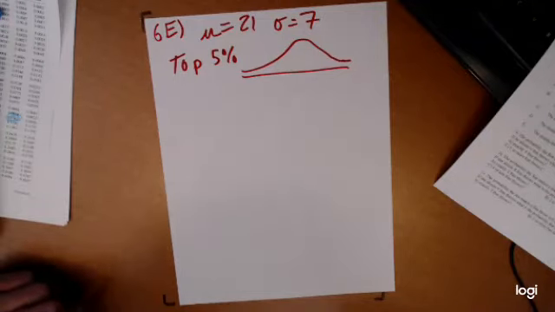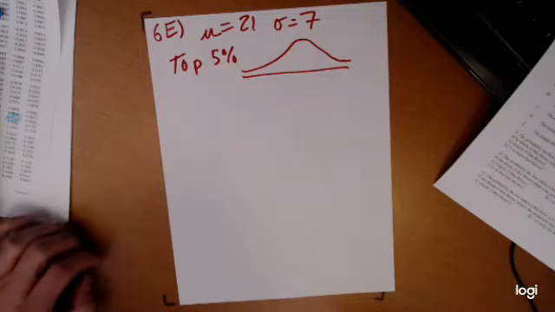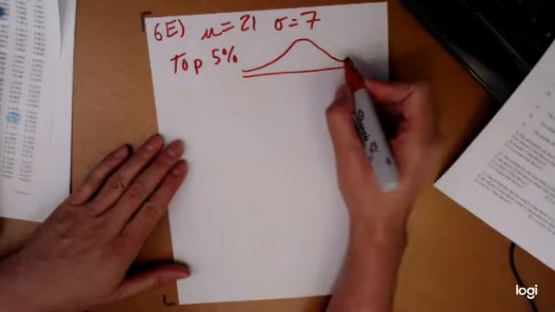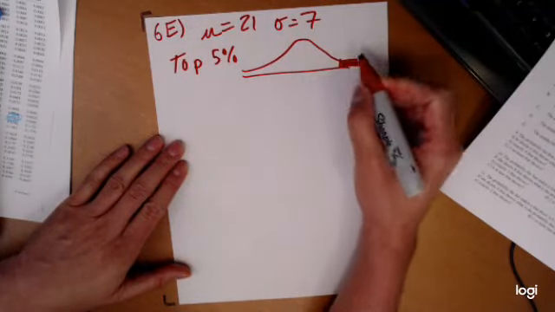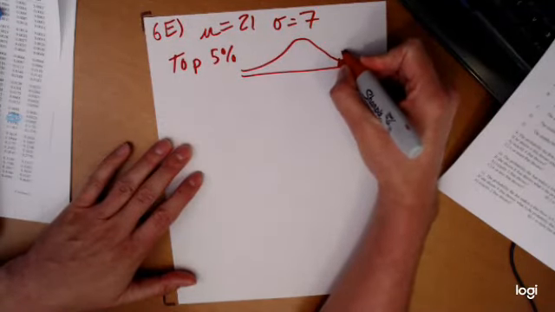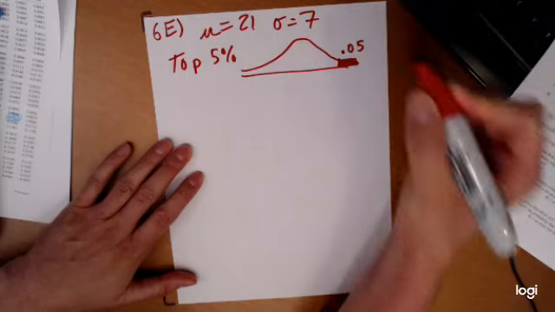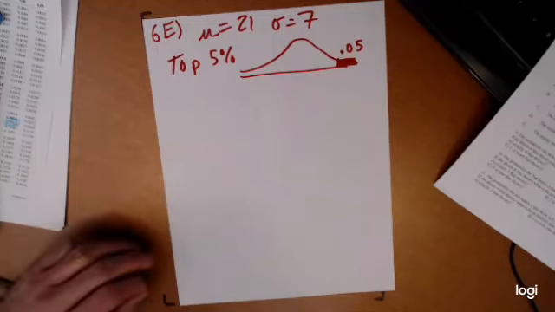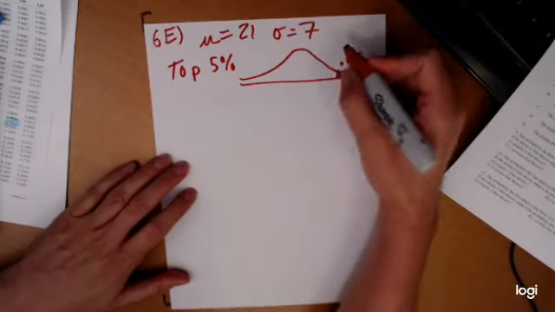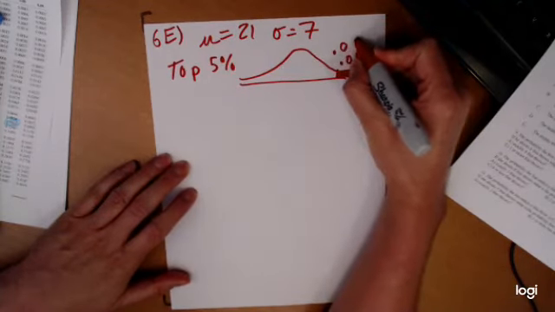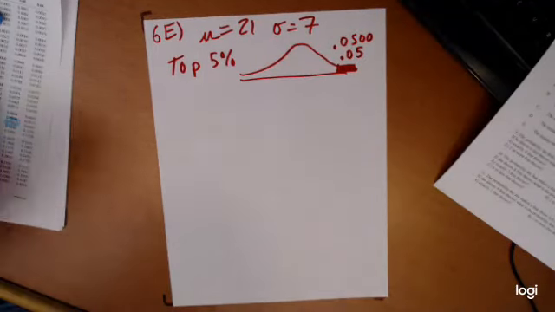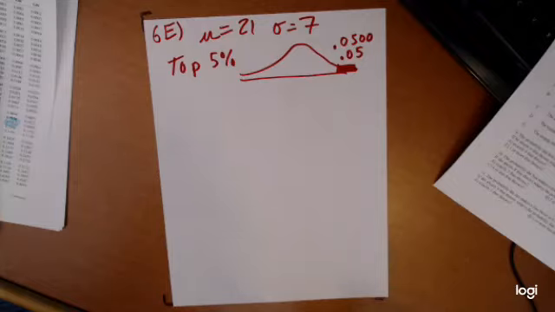6E, find the top 5% for the ACT. Top 5%, so tallest 5%, longest 5%, that's going to be here on the right side. So 5% as a decimal is 0.05. Remember our Z table, the areas all have 4 digits beyond the decimal, so let me call this 0.0500 to make it easier to go hunting for.